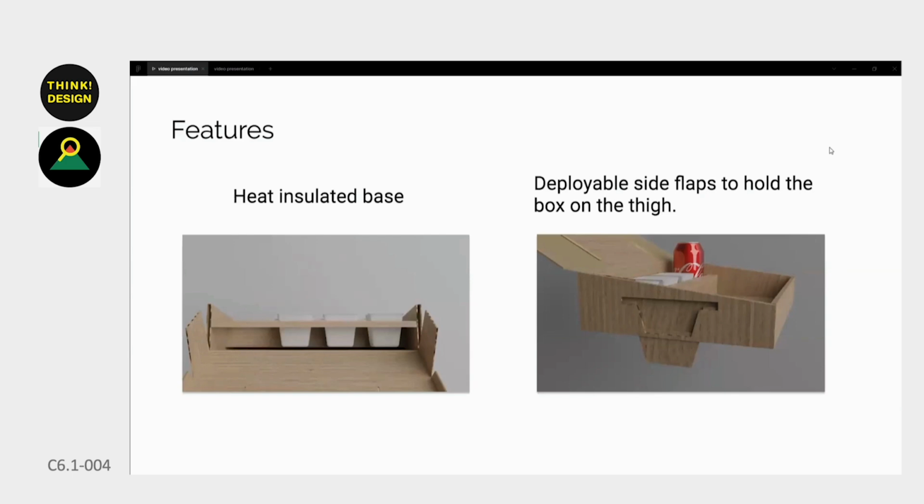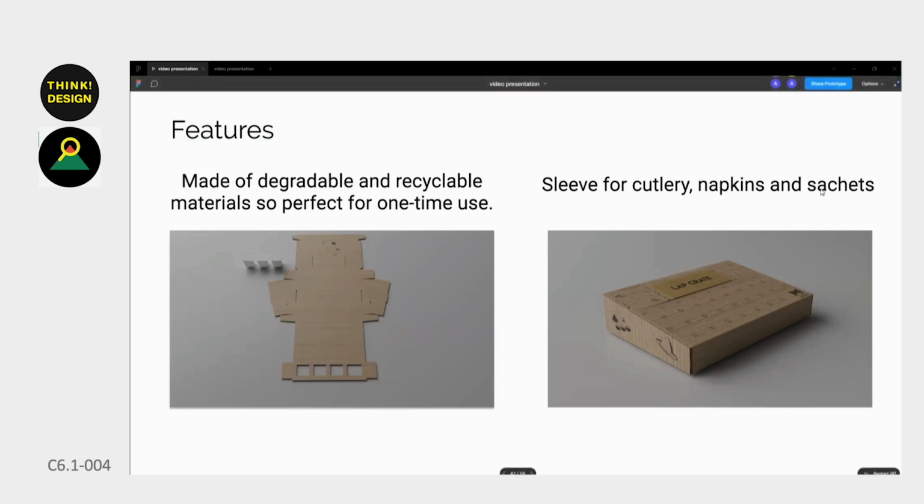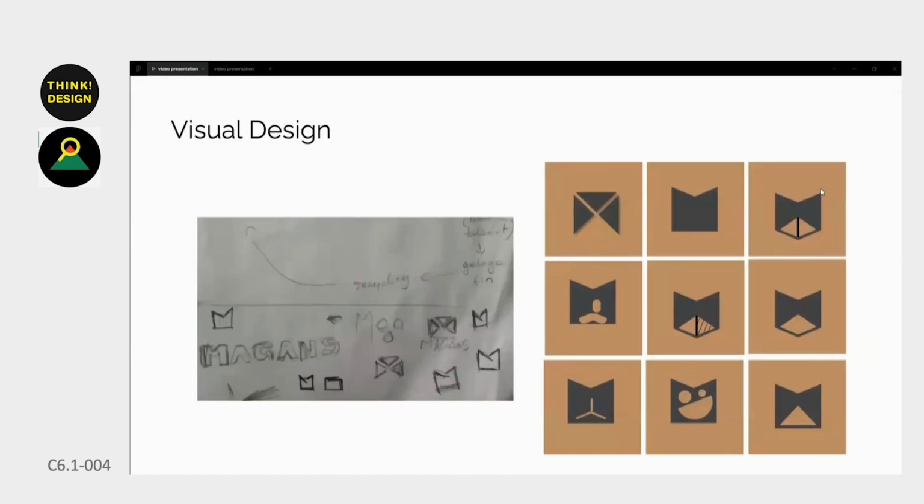Our lab kit also has deployable side flaps, which will help you support the box on the thigh. This is made of biodegradable and recyclable materials, so this is perfect for one-time use. And it also has a sleeve for the cutlery, napkins, and sachets, as you can see here under the lab crate logo.